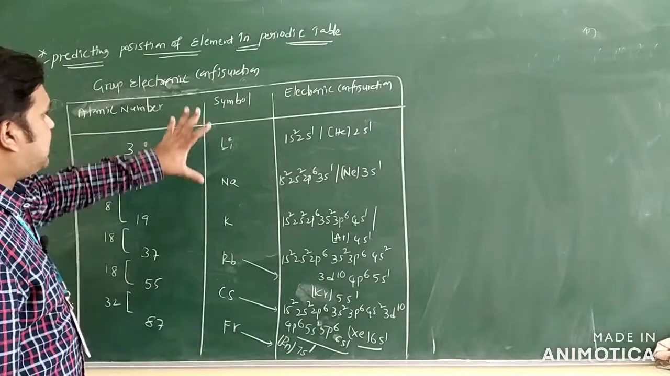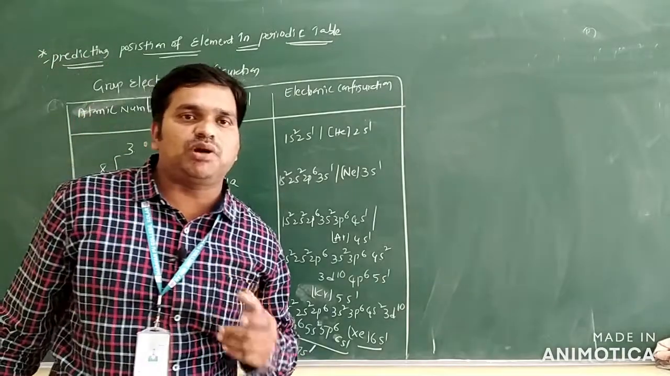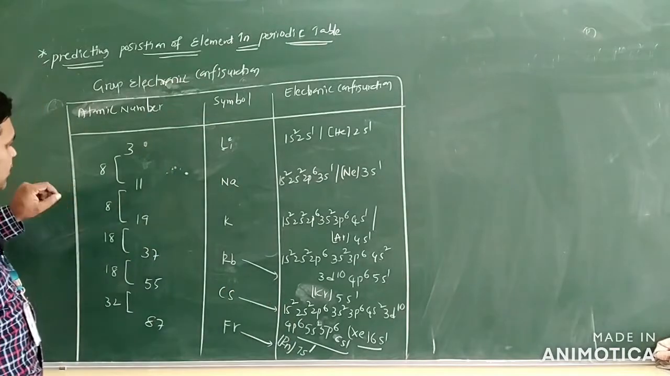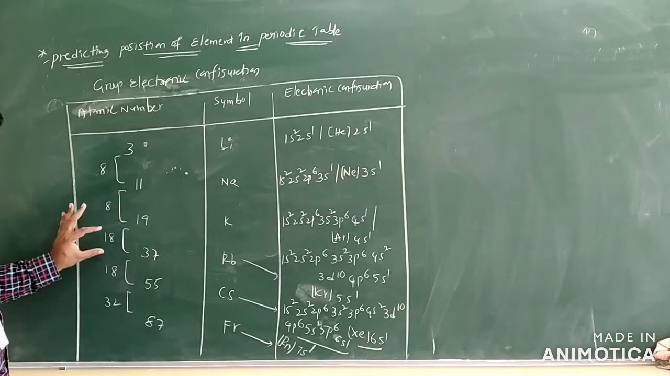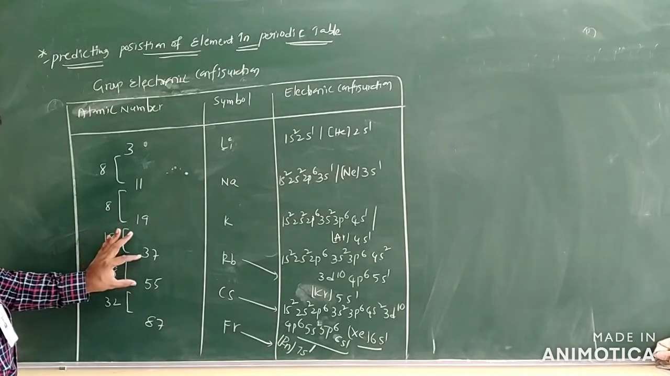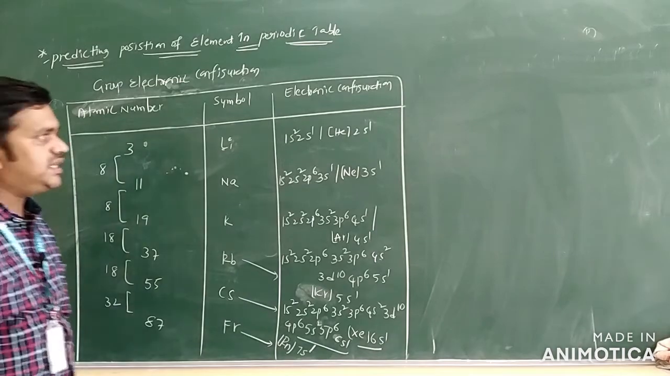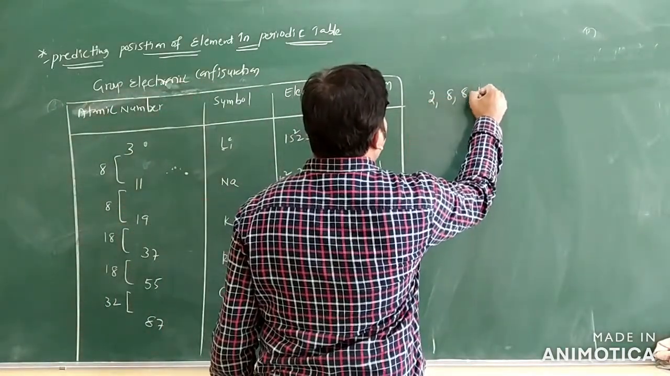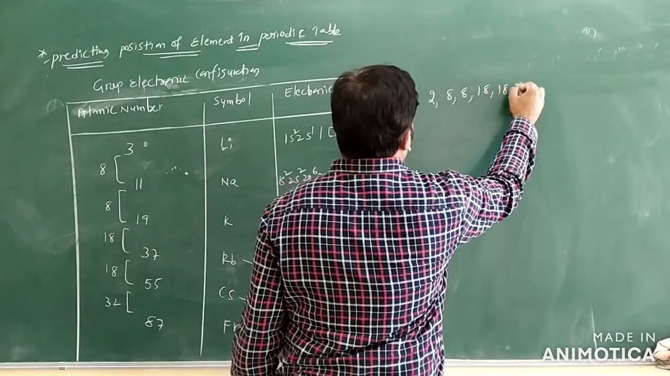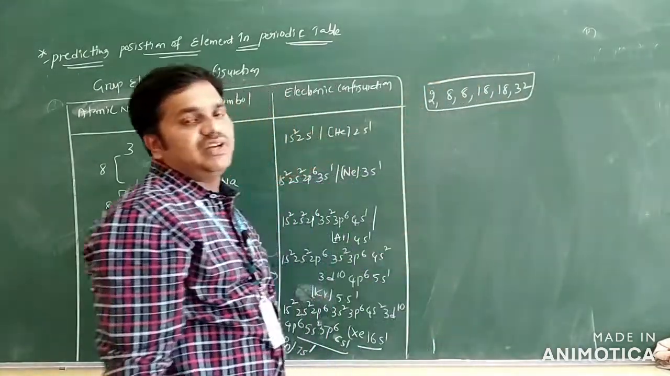Like this we have to write the general electronic configuration by taking any group of elements. You see the number of the difference here. In these 2 elements 8 is there, in these 2 elements 18 is there, and in these 2 elements we have 32 difference. So the differences are 2, 8, 8, 18, 18 and 32. This is the difference in the number of elements in a group.